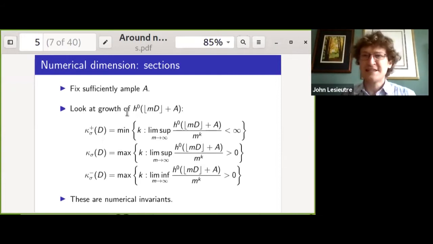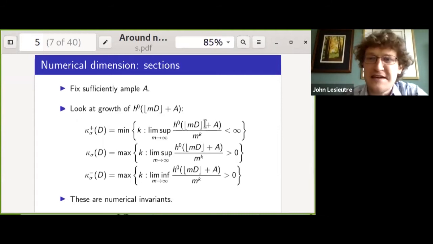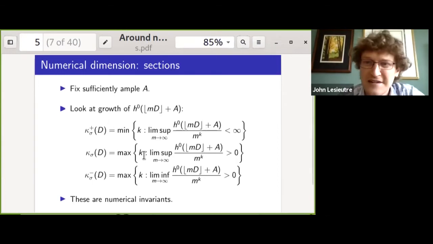But more basically, the question is, how do these things behave? How does H0 of MD plus A behave as M increases? Can we say anything about this sequence? I'll probably mention these again, but the broad question is, H0 of MD grows polynomially. Can we say anything about H0 of MD plus A?